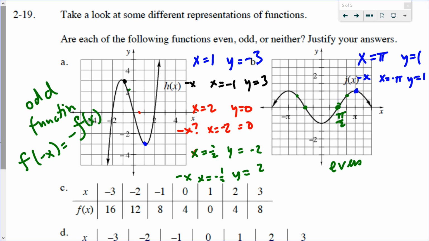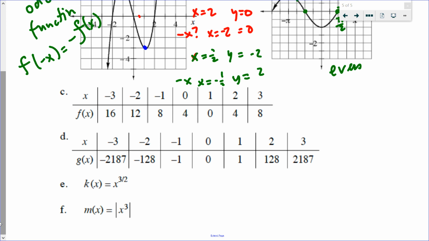Looking further down into the tables, C, D, and E here, let's try -3. Okay, I plug in -3, it spits out 16. Now I want to do f of -x. Well, that would bring me over to 3, and it spits out 8. Okay, it spits out 8. It has no relation. It's not a positive or negative. It's not the same. This is definitely a neither.